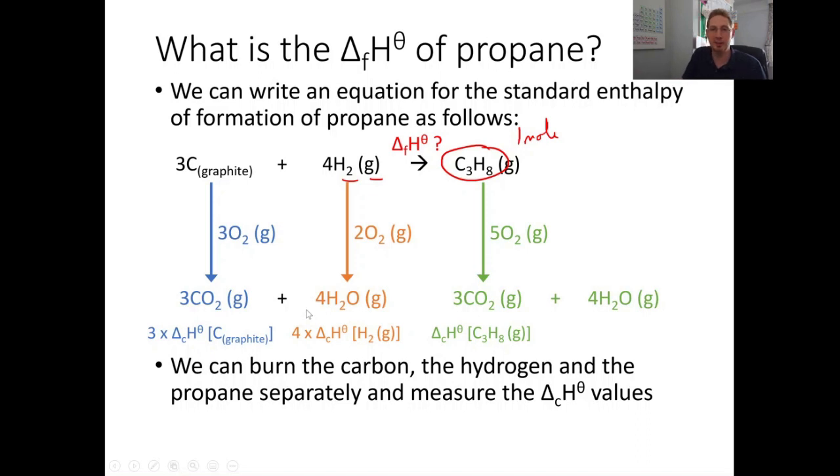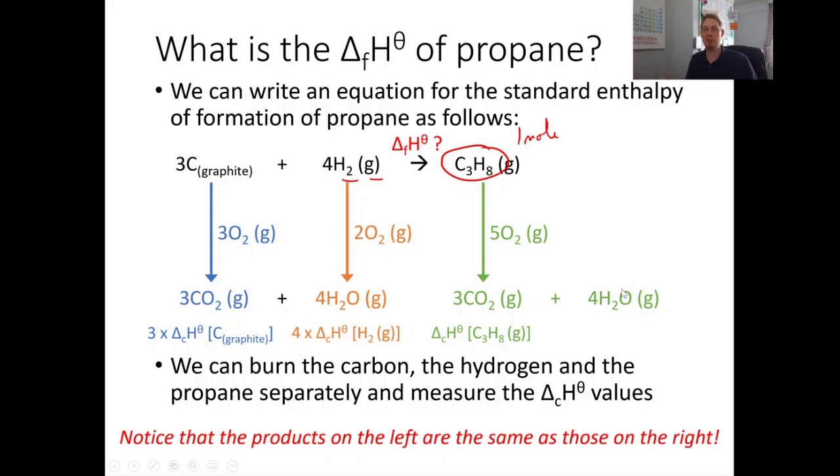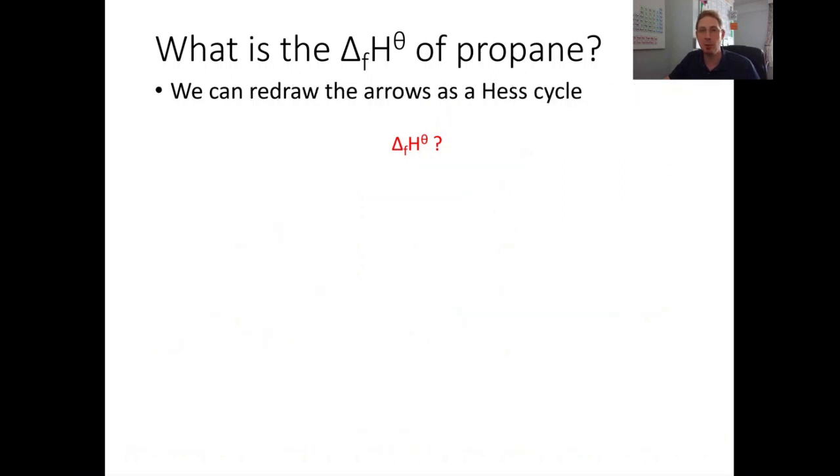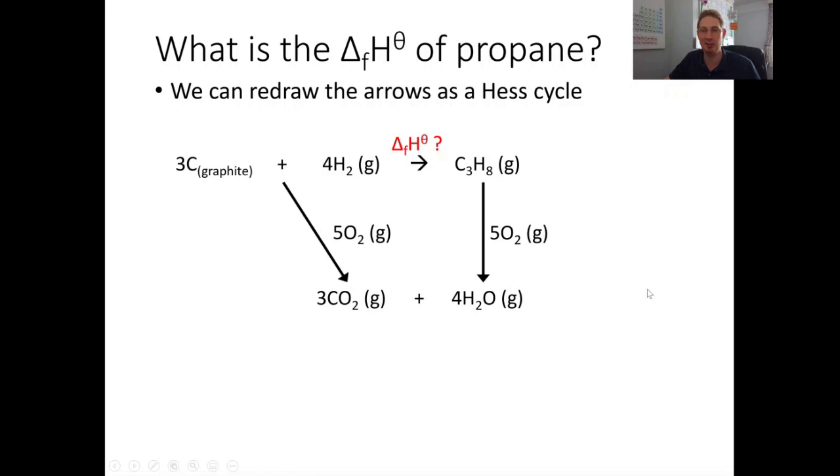But what do we get in terms of products? Well, look, if we burn the carbon and the hydrogen, we get 3 CO2 and 4 H2O. If we burn the propane, we get 3 CO2 and 4 H2O. Not surprisingly, the products on the left are the same as those on the right, so we can use this. We can redraw this lot as a Hess cycle.